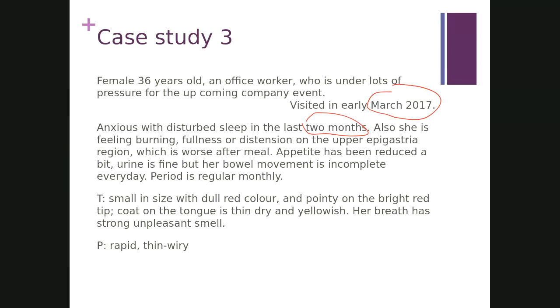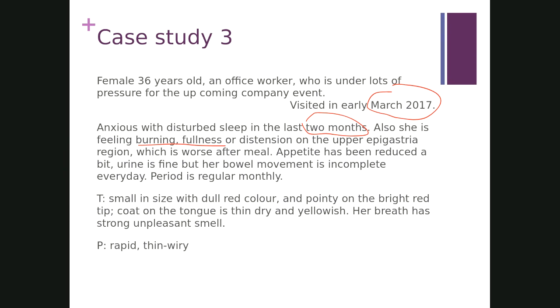Also, she's feeling burning, fullness and tension in the upper epigastric region. So that is glomus, you know glomus, yes? It's worse after meals. Appetite has been reduced a bit. Urine is fine, but her bowel movement is incomplete. Her period is regular monthly.